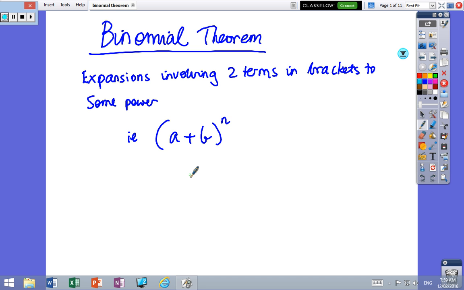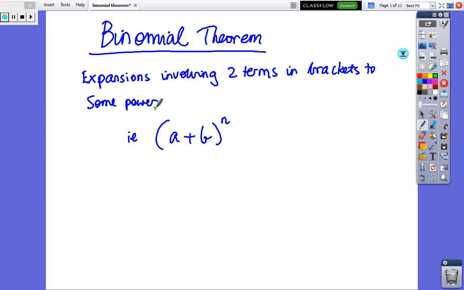A binomial is an expansion involving two terms in a bracket to some power. So what we've got is just a general thing, a plus b, to some power. That's the start, so copy that down, and when you're ready, come to the next slide.